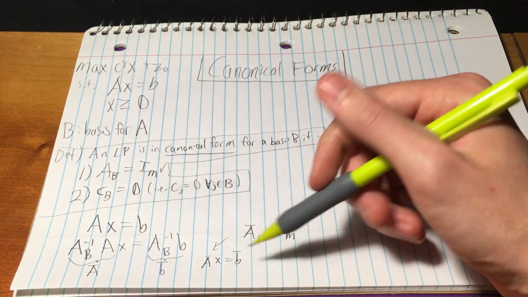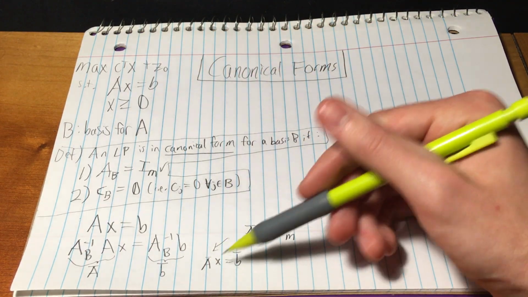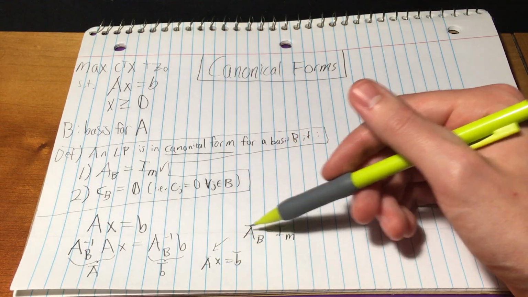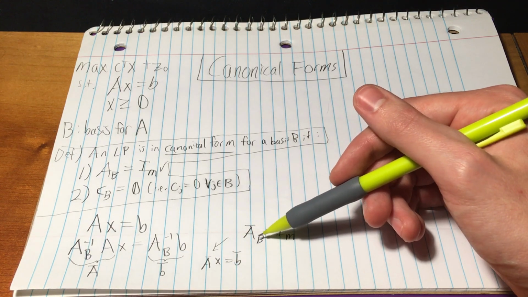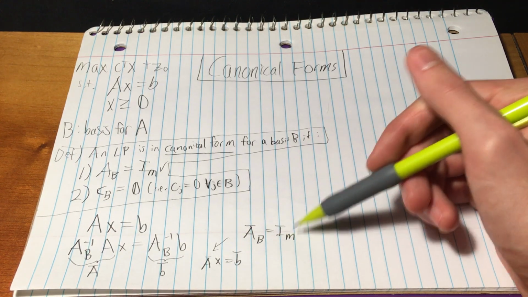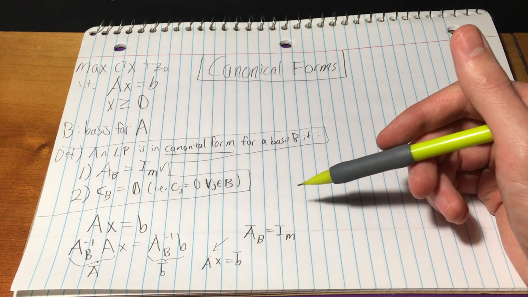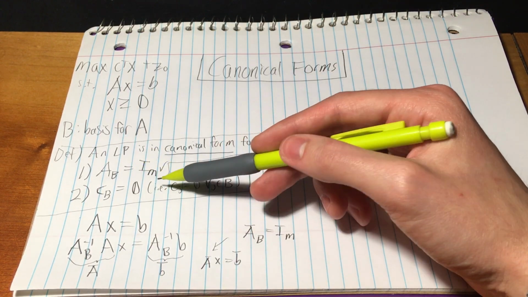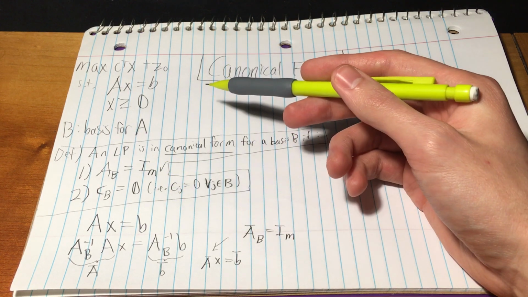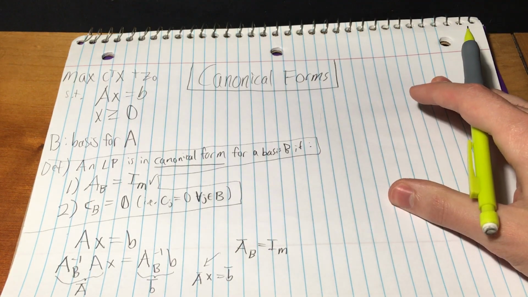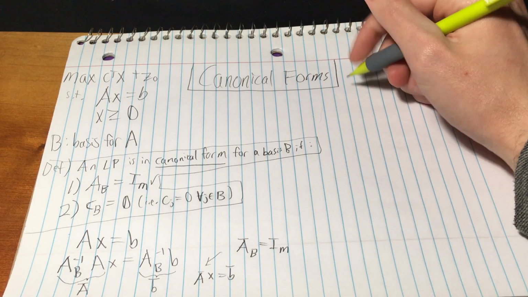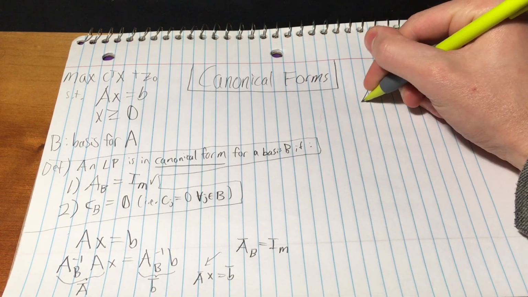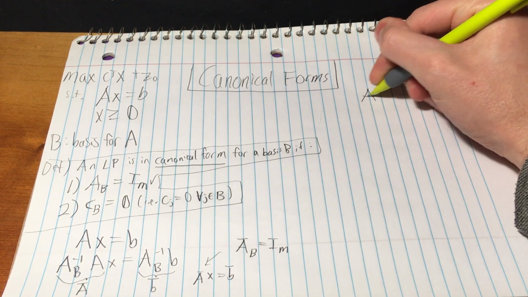Our new system of equations is A bar x equals b bar, and for this matrix A, which we're calling A bar, the submatrix indexed by B is the identity matrix. Okay, so that's how you show the first condition. And now we're going to show the second condition, which is a little bit more involved, but nothing crazy. But let's just work over here.